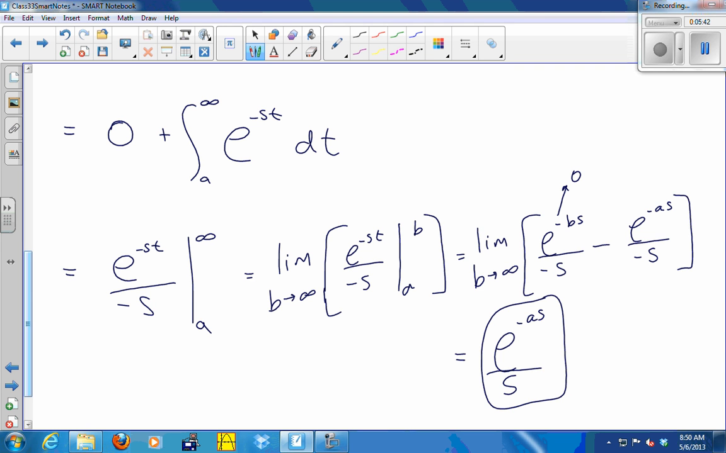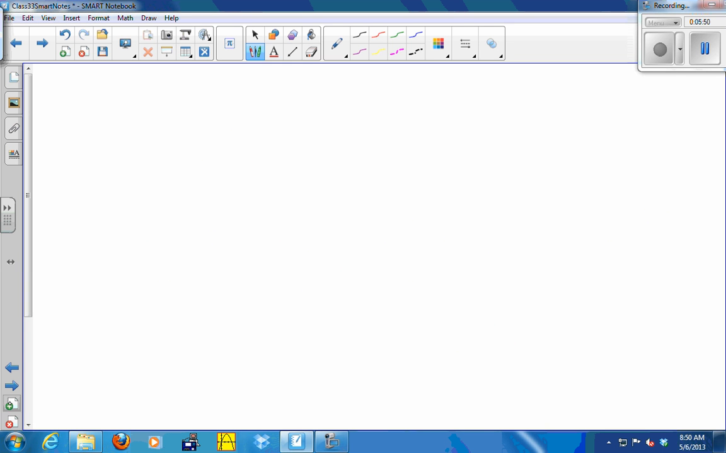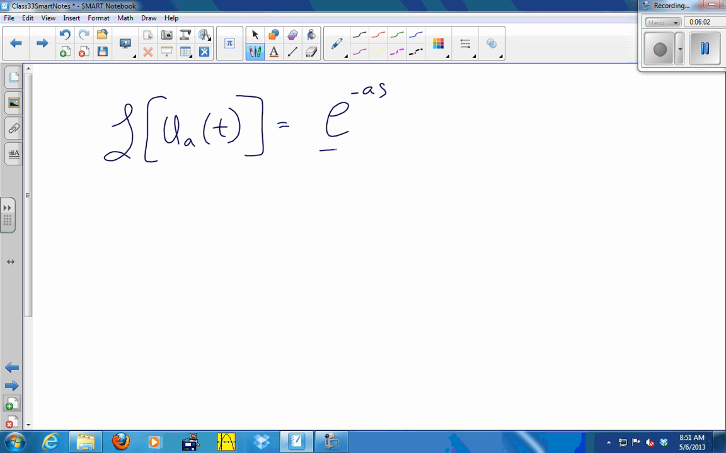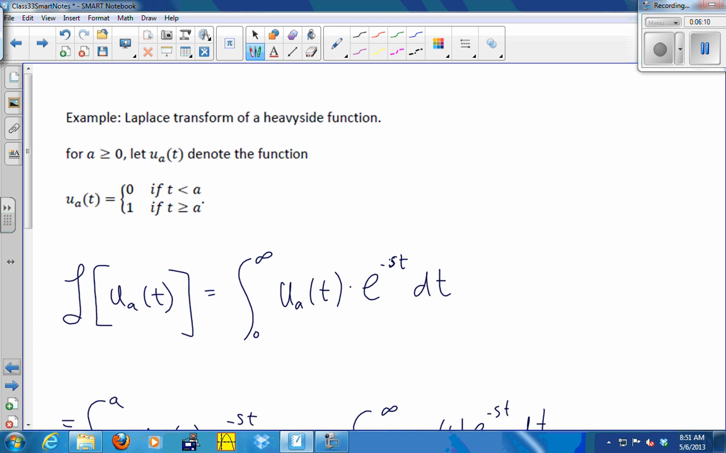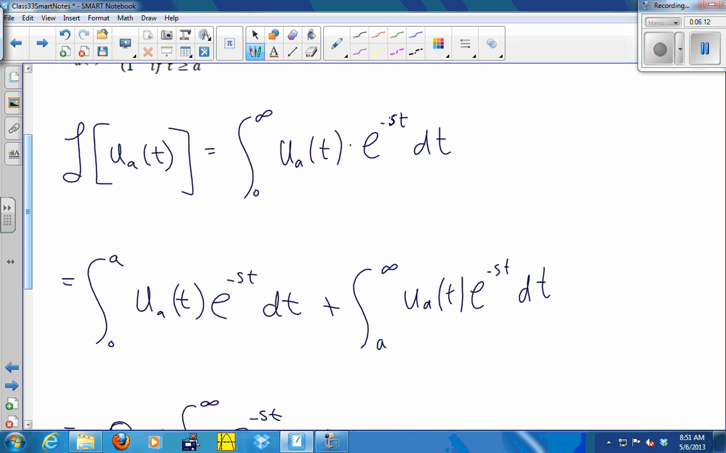So we can split it anywhere now. We could let a be any number, and we now know the Laplace transform. So just to write down, the Laplace transform of u sub a of t is e to the negative as over s. The e came from the definition of the Laplace transform, where you multiply the function, which is just u sub a, times e to the negative st.